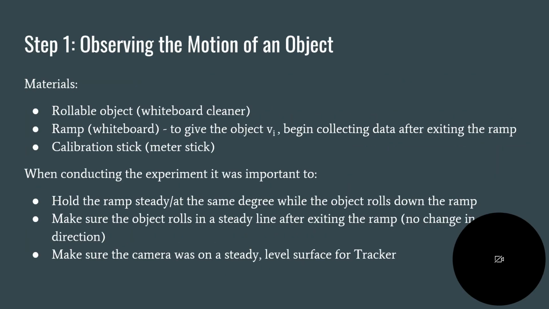So first, we conduct the experiment. We use whiteboard cleaner, but you could use literally any rollable object. You also need a calibration stick to set the position and tracker. These are also some important tips just to keep in mind when doing the experiment. So if you're using a ramp, hold it steady, make sure that your camera is steady for tracker, stuff like that.